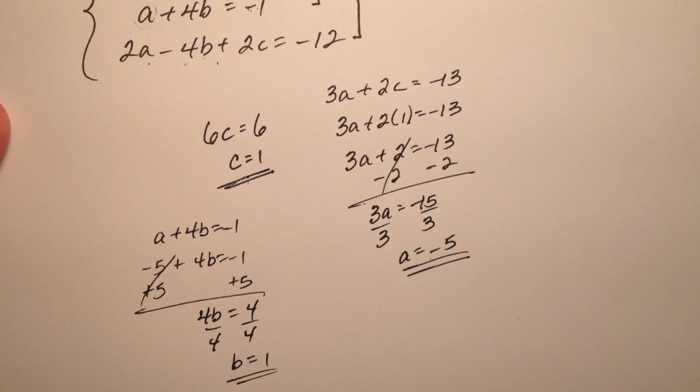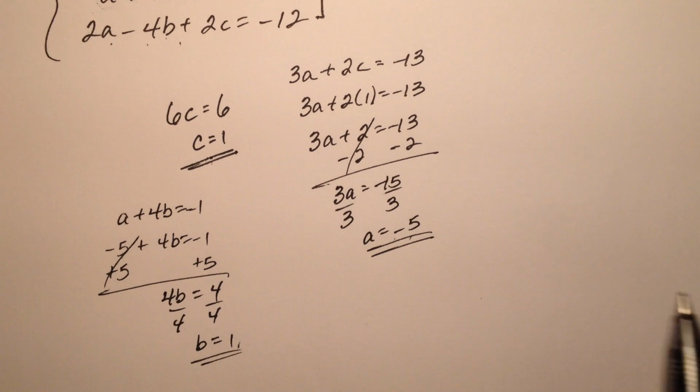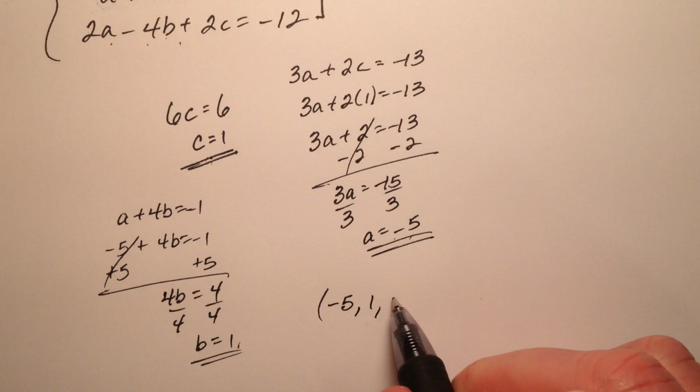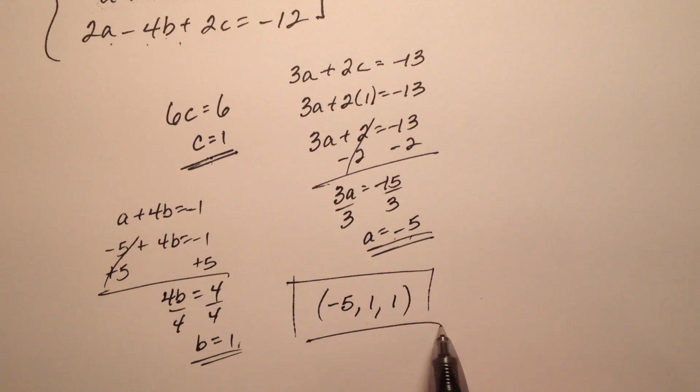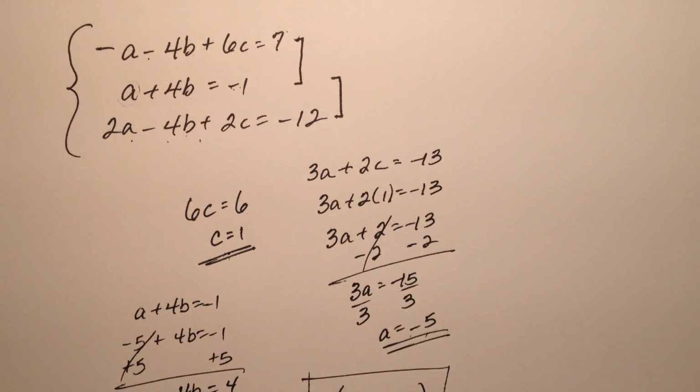So in this system now, I have all three values for my variables, a, b, and c. So I'm just going to go ahead and write that as an ordered triplet. A value, b value, and my c value. And the point negative 5, 1, 1, this ordered triplet is going to be the solution for this given system.